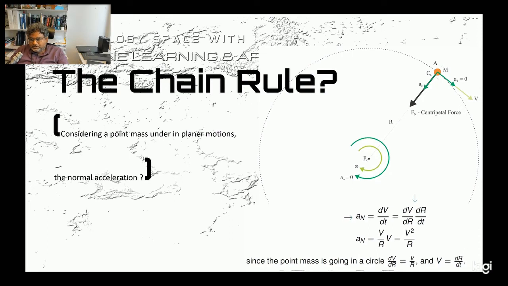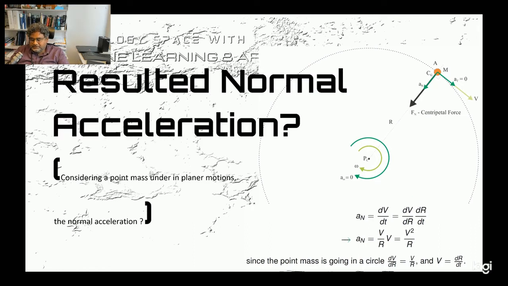Since this point mass is going through a perfect circle, the dv over dr ratio is equal to v over r, which is a constant. So that can be replaced by v over r, and then dr over dt, you know, is the time derivative of the displacement vector, which is the velocity of this point mass. If you apply these two equations to the previous equation, you end up with the final equation: An, this normal acceleration component, equals v over r times v. So eventually that means v squared over r.